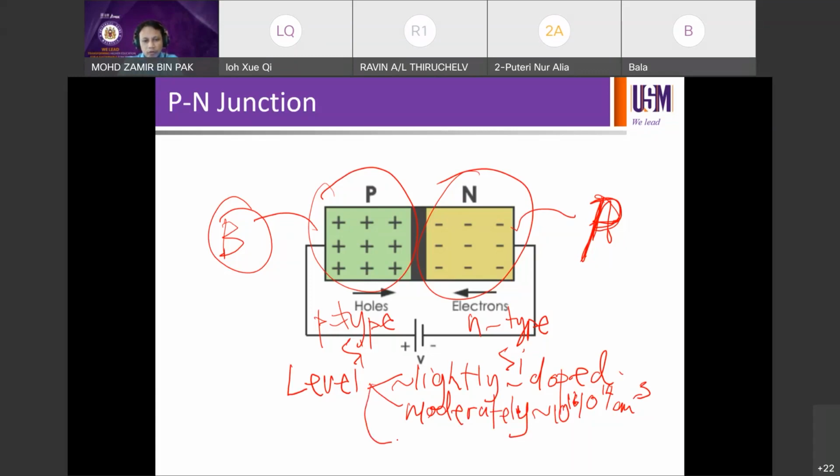What do you think is the third one? Lightly dope, moderately dope, and the third one? Any idea? I think we mentioned it yesterday in the class. Heavily dope, yes. You can also heavily dope. Typically around 10 to the 19 onwards and above.